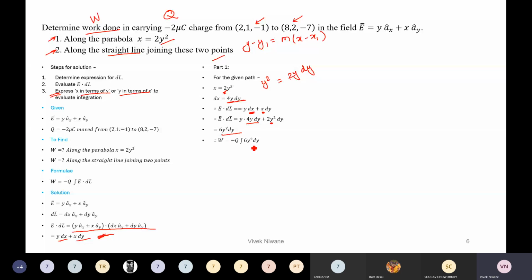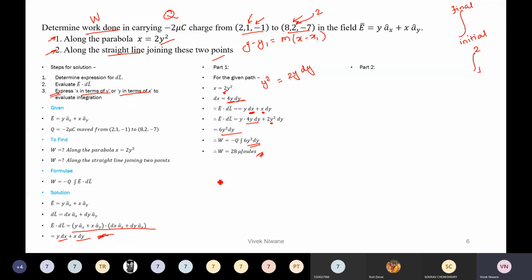Here we do have the y terms. In the given points, we have y coordinate as 1 and here we have y coordinate as 2. Can you tell me the limits of integrals? We do remember that integral limits are always from initial point to final point. In our case, the initial y coordinate is 1, so the integral will be from 1 going up to the final point y coordinate 2. You can solve the integration and we will end up with a value of 28 microjoules.